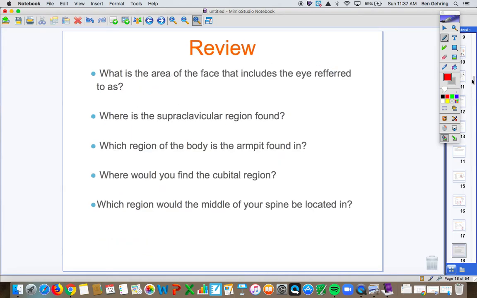So take a quick second. I would like you to be able to answer: what is the area of the face that includes the eye? What do we call that? Where is the supraclavicular region found? Which region is the armpit found in? Where would you find your cubital region? And which region would the middle of your spine be located in? Be sure you can answer those questions and we'll continue on.